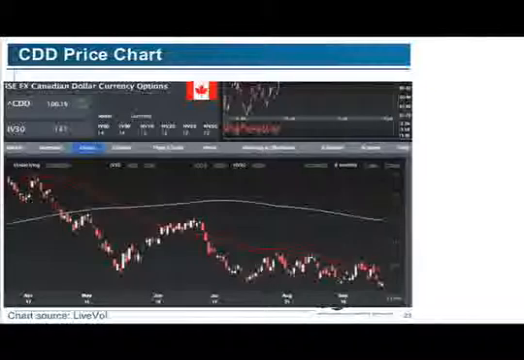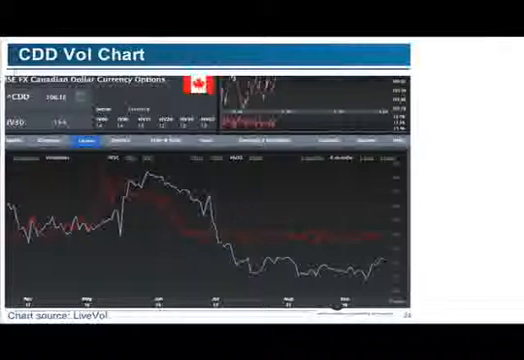Now, here's how we quantify that, by looking at a volatility chart.